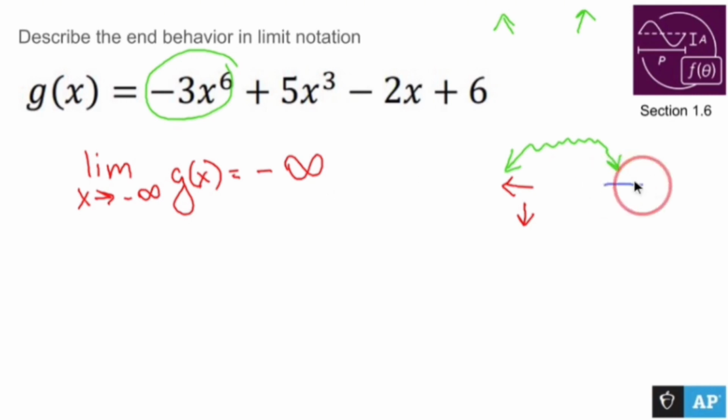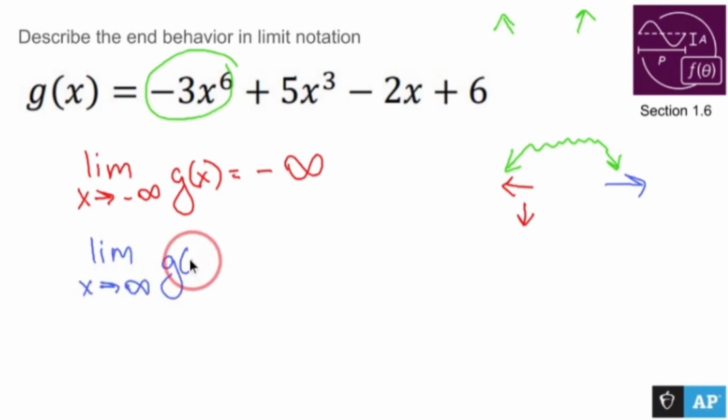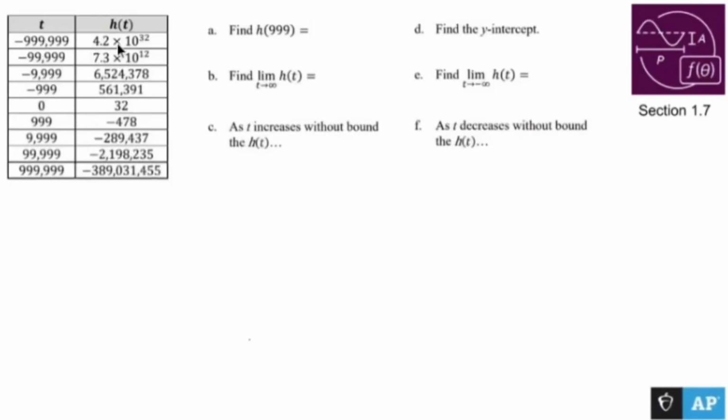Now, as I move to the right, I'm going to word that as the limit as x approaches +infinity. And what's happening to g of x as I do that? Well, I'm also going down, which means I'm also heading towards -infinity. All right, so the trick is you look at your leading term. You look at if it's positive or negative, and you look at if it's even or odd. And since this is even, negative leading coefficient, we go down, both of them are -infinity. Funzo.